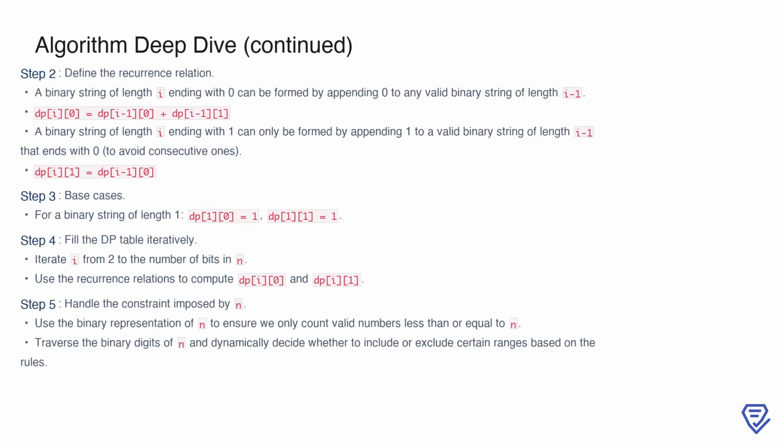Now, let's define the recurrence relations that form the foundation of the dynamic programming solution. To construct a valid binary string of length i ending in 0, we can append a 0 to any valid binary string of length i-1, regardless of how it ends.